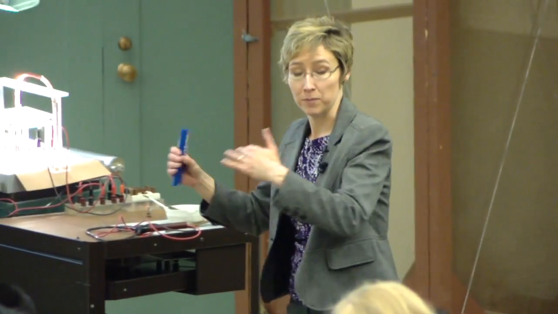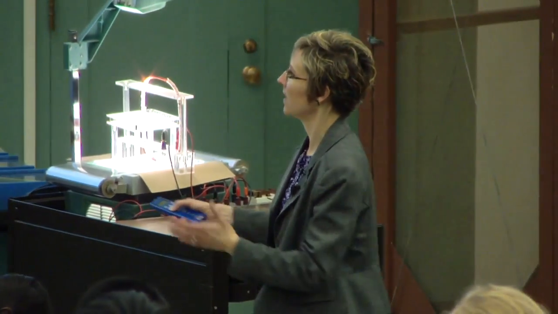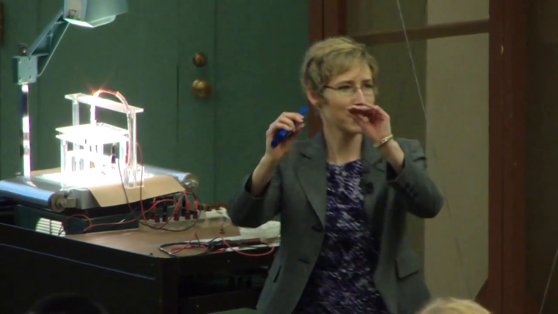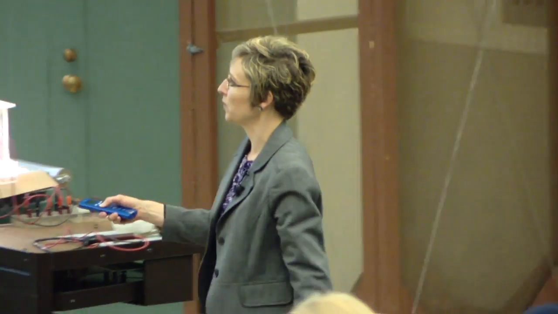And this procedure that we always use, we write down now the magnetic field due to one piece. And in this case, the magnetic field due to one piece is this. Now, that's lots of math. Tons of math go in between this. Write delta BZ due to one piece and this answer here. It's the same method that I've showed you a few times, so I'm not going to show you all the little steps this time.